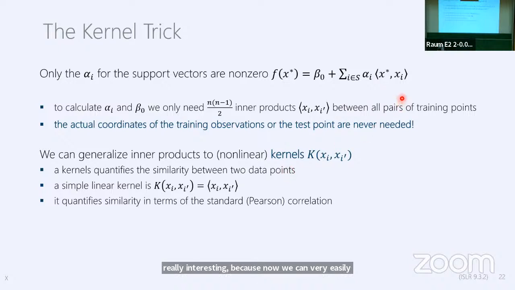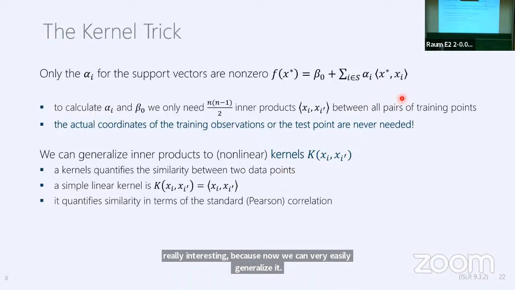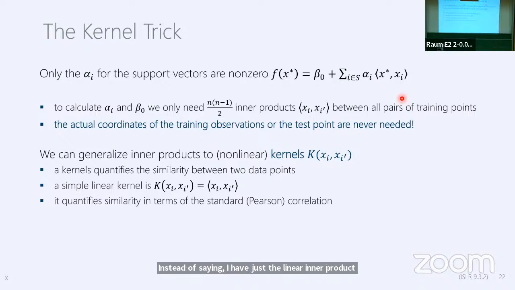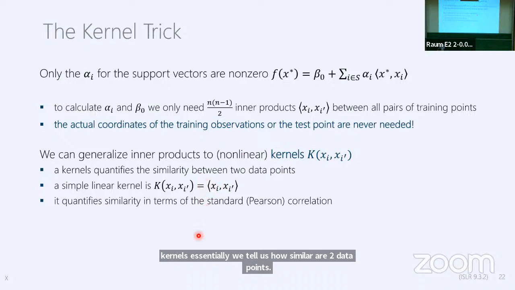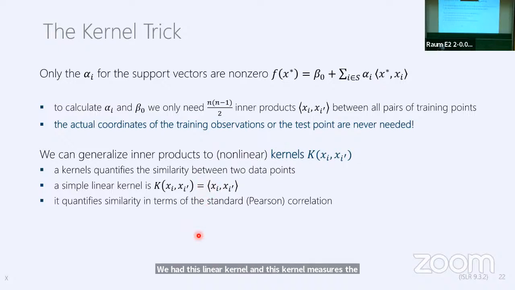Instead of saying, I have just the linear inner product, where I just take x i, x j, multiply sum of x i dot x j, sum over all j, right? That's how this inner product is defined. I can have an arbitrary kernel function. So this is where the name kernel trick comes from. And kernels essentially tell us how similar are two data points. We had this linear kernel, and this kernel measures essentially the correlation, the Pearson's correlation between the data points. But we can also have any other kernel you can think of.